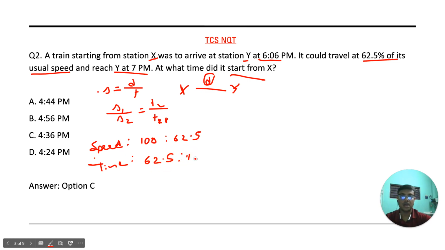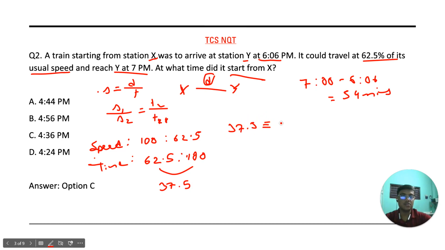62.5 is to 100. So from here we can see the difference in time that comes out is 37.5. But from the question it is given that the difference in time is 7:00 minus 6:06, which comes out to be 54 minutes. Now we can see that 37.5 is equivalent to 54.